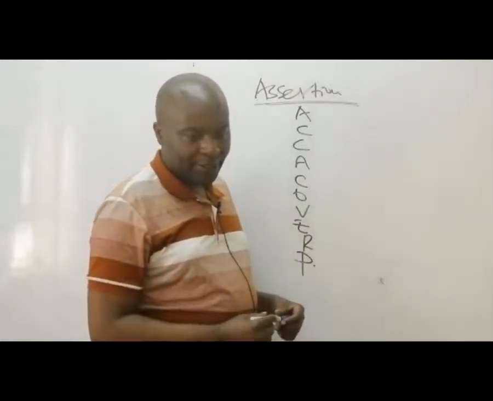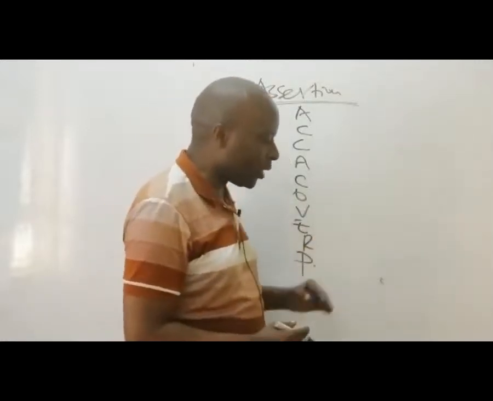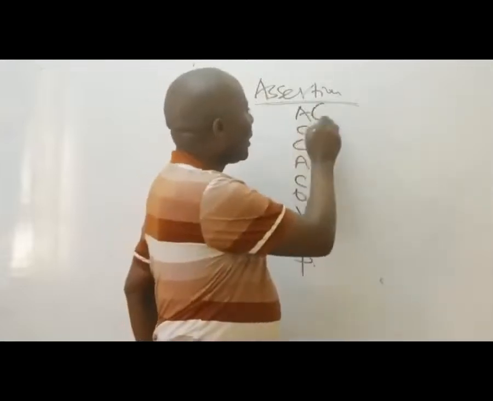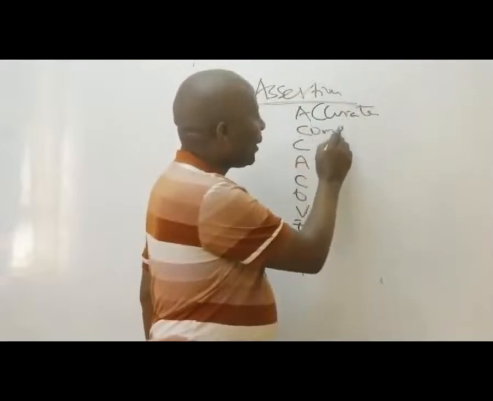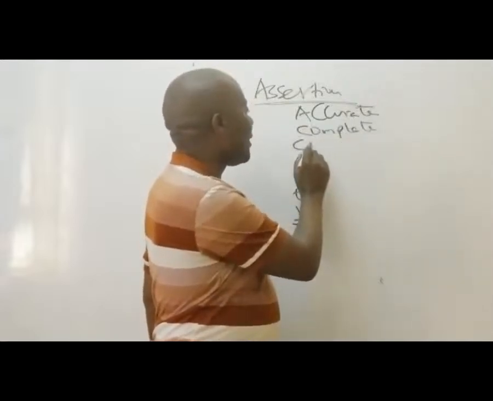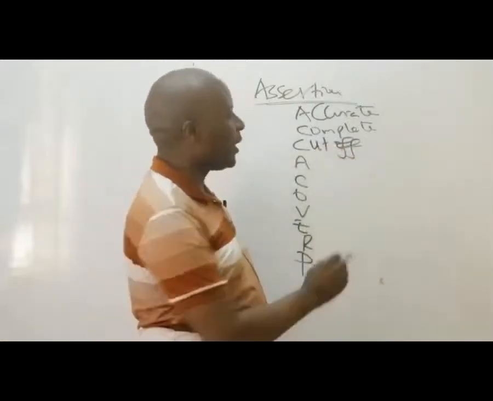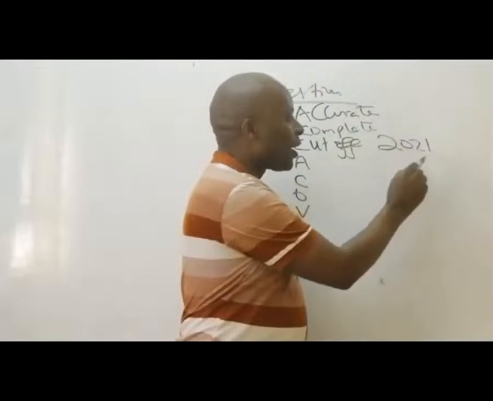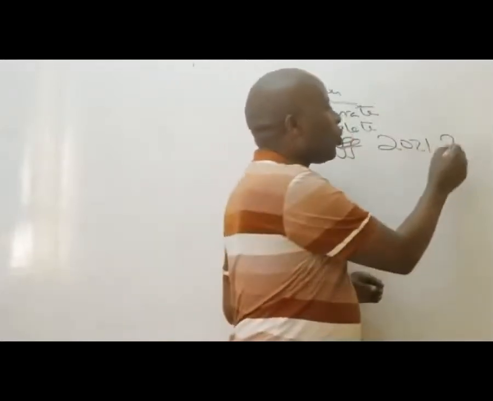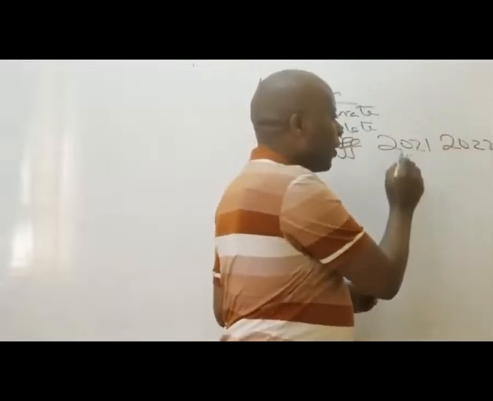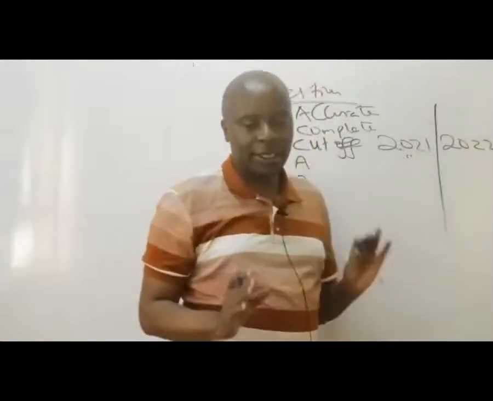So they are stamping down their authority and telling us that our financial statements are accurate, complete, and follow the proper cutoff procedures. Cutoff, for example, if it is figures for 2021, there is no figure of 2022 which found its way into 2021. We have been able to cut off these durations nicely.